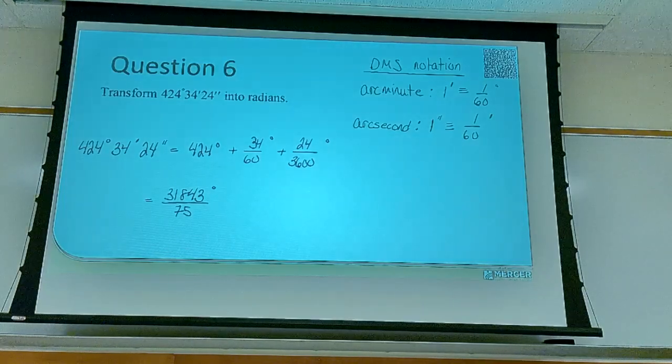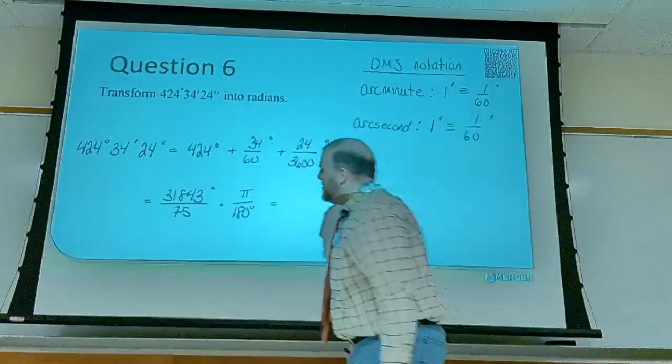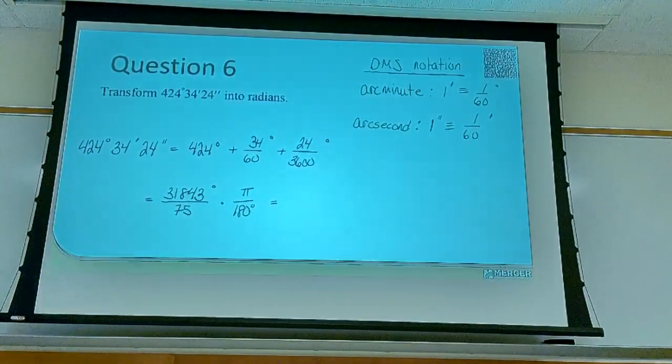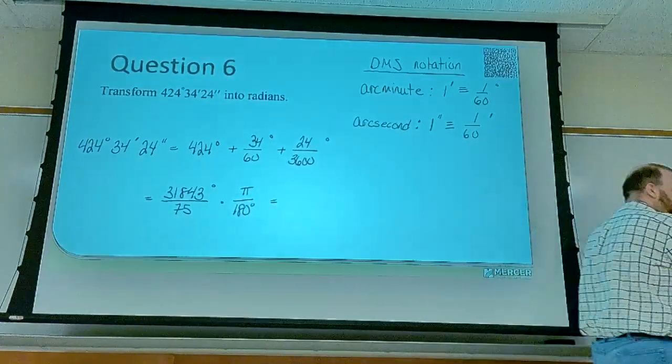Oh, we're not done. That's just finally writing that in degrees. We now want that in radians. Right, well, your conversion factor, pi equals 180 degrees. So we use pi over 180 degrees. I'm pretty sure there's no common factor between 31,843 and 180.